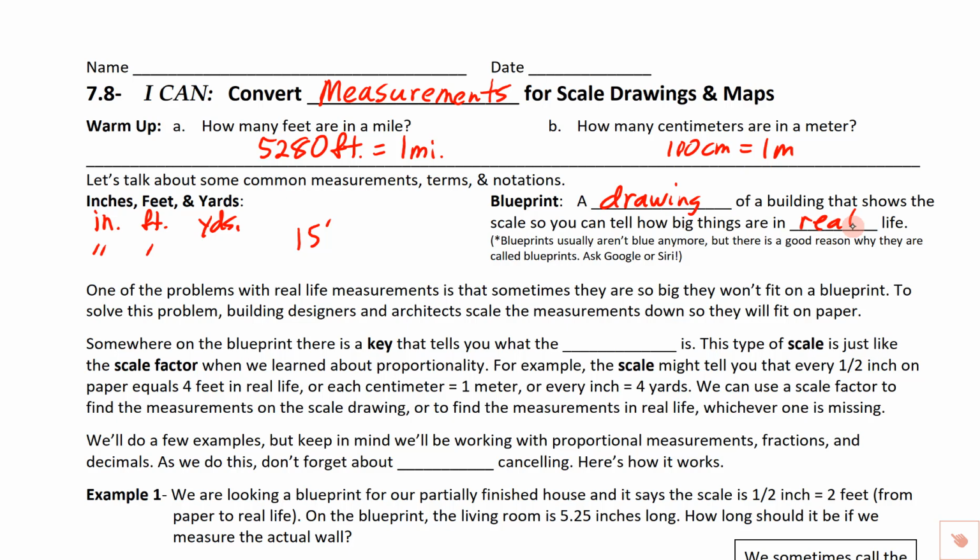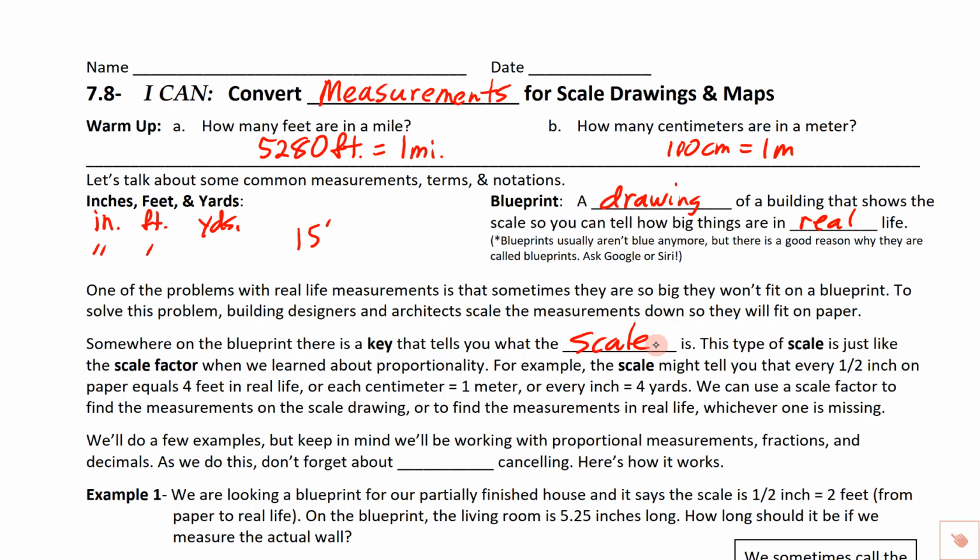Now, one problem with real-life measurements, like things like miles and a huge number of feet or lots of kilometers or meters or different things like that, is sometimes they get so big, we have a hard time fitting them on a piece of paper. So to solve this problem, what designers do and architects and map makers do is they scale the measurements down so they will fit on a piece of paper. So somewhere on a blueprint or on a map, there's a key that tells you what the scale is. So let's write the word scale right here.